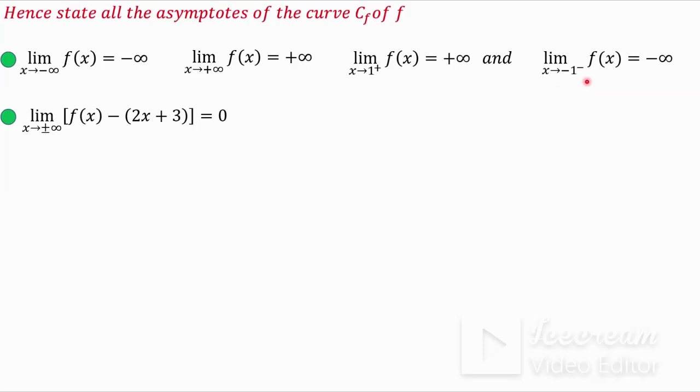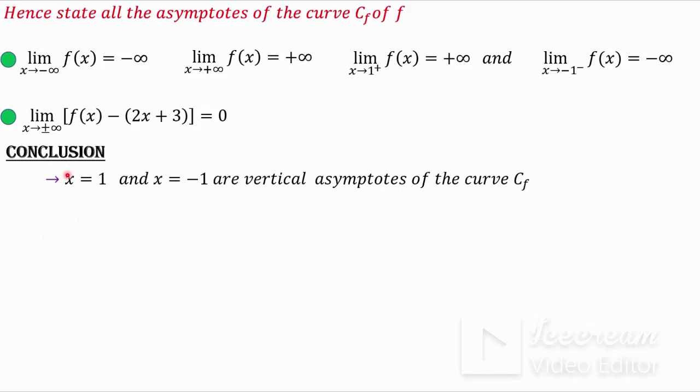Take note. Since the limit of f of x minus (2x plus 3) as x tends to plus or minus infinity equals 0, it implies that 2x plus 3 is our oblique or slant asymptote. So from it you can come to these conclusions: the lines x equals 1 and x equals -1 are vertical asymptotes of the curve CF, and of course y equals 2x plus 3 is an oblique asymptote to the curve CF.